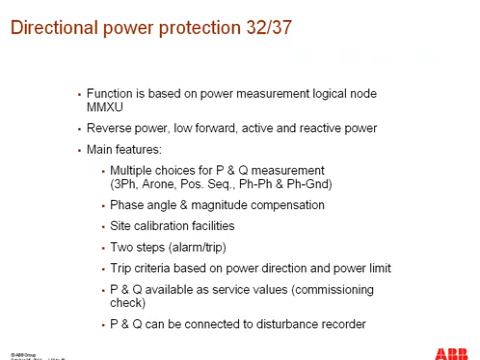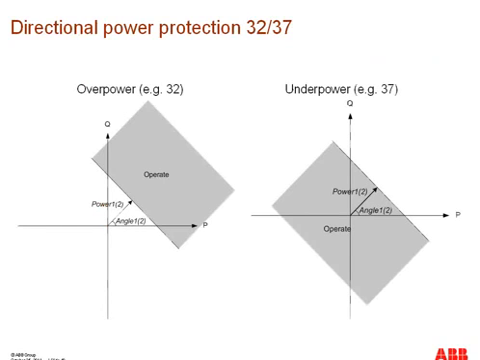The function used to detect this kind of condition is based on the measurement logical node MMXU, and accurate measurements are required to detect it. Multiple choices are available. It can be three-phase, Aron, positive sequence, phase-to-phase or phase-to-ground quantities, and these quantities are used for this directional power protection.